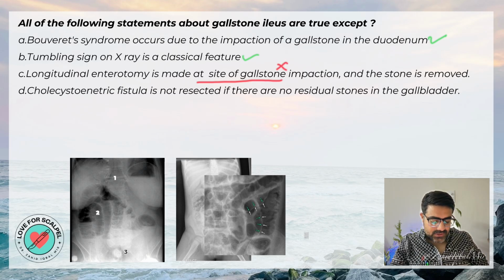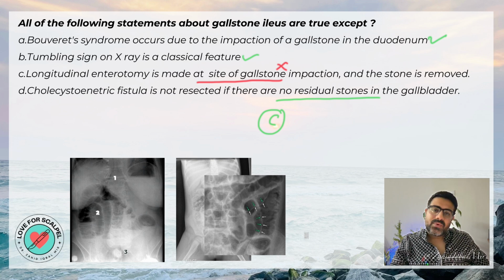Last statement: cholecystoenteric fistula is not resected if there are no residual stones in the gallbladder. So if there are no residual stones in the gallbladder, you do not dismantle the cholecystoenteric fistula. And if there is a stone and the patient is stable, you can operate on this in the same sitting. Okay, so the answer here is C. Longitudinal enterotomy is made at the site of gallstone impaction and the stone is removed.